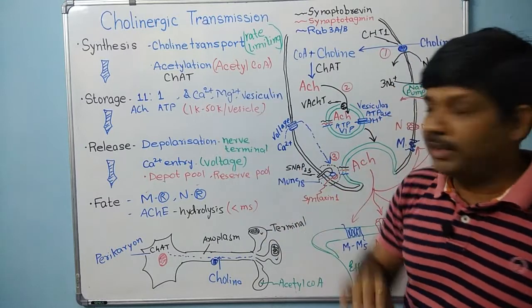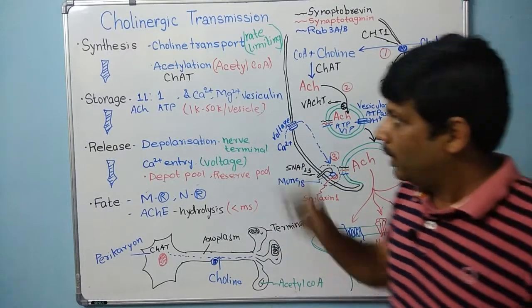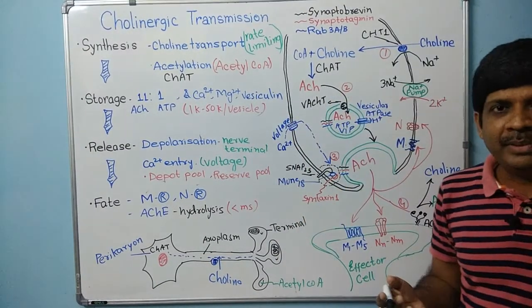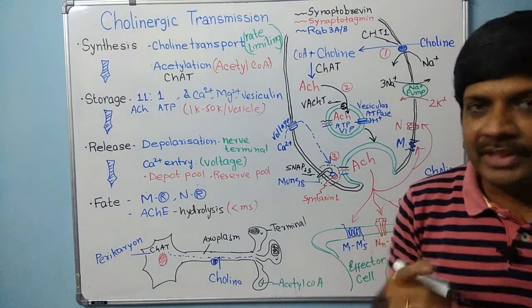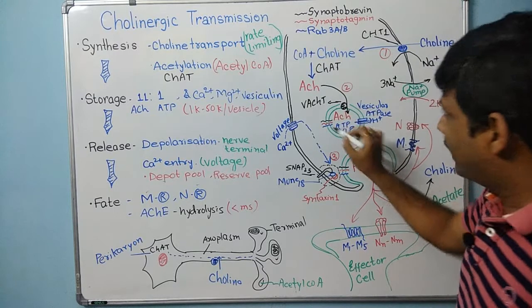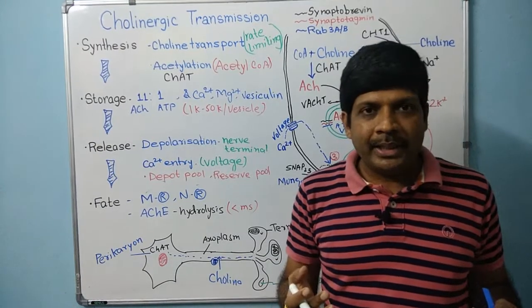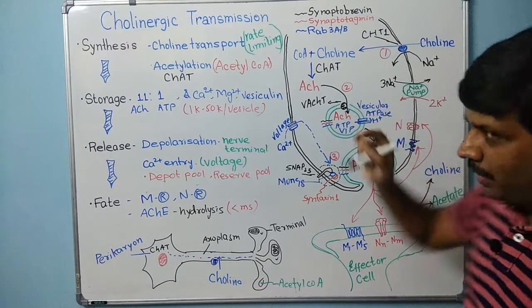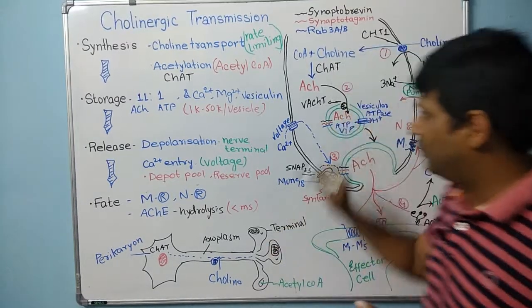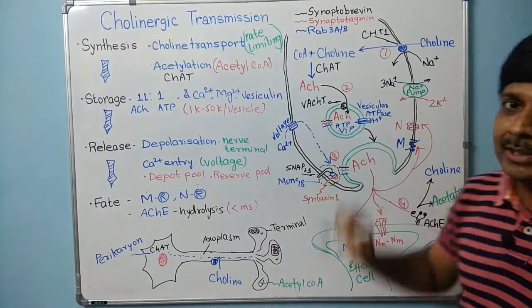Now the synthesis part is over. The second part is, after it is synthesized, what happens to it? It has to be stored. Where? Somewhere, and that is the vesicle. So it will be stored inside the vesicle. And how does it get there? Acetylcholine again is transported inside the vesicle by another transporter known as the vesicular acetylcholine transporter.